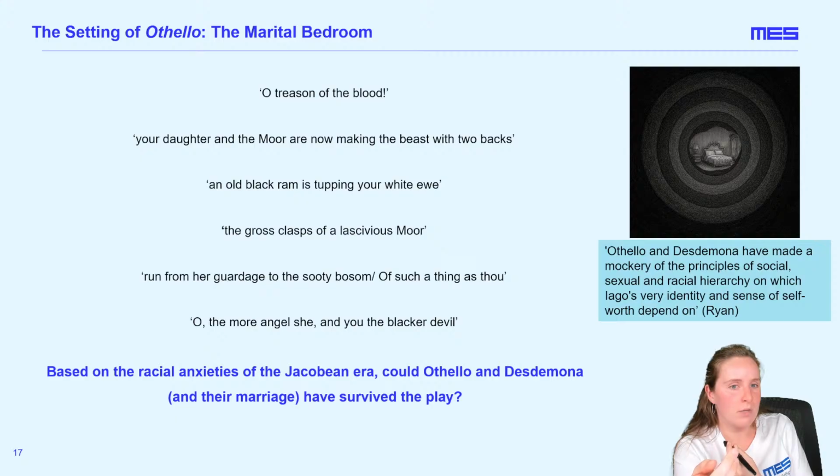Notice no one is just using Othello's name to describe this, right? Run from her guardage to the city bosom of such a thing as thou, and then the Moor angel she, and you the blacker devil.